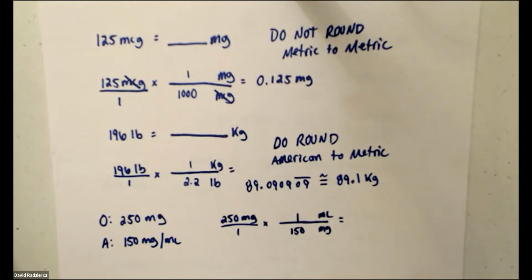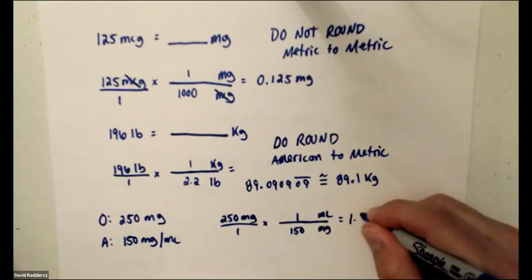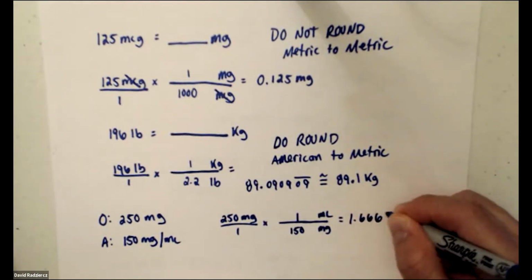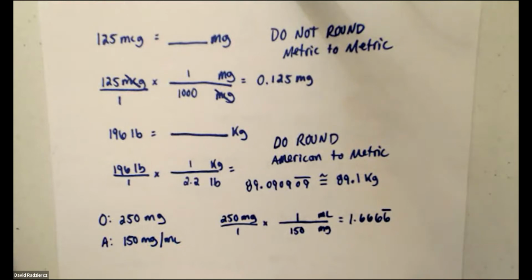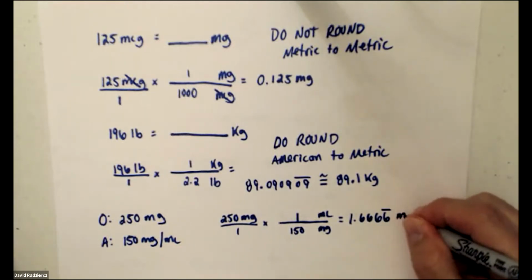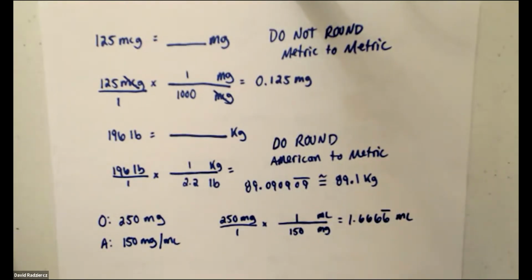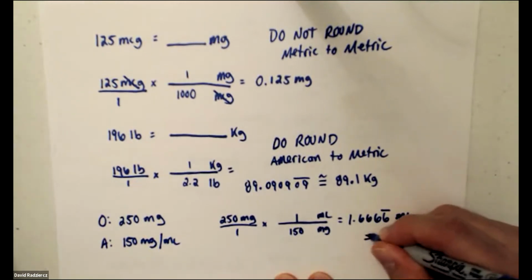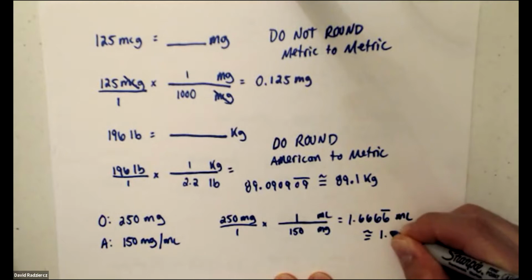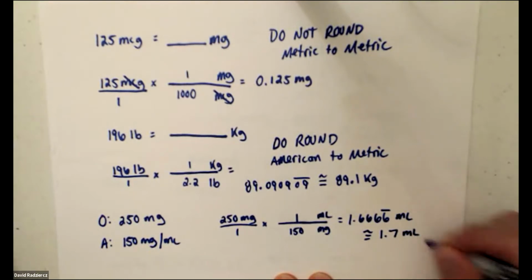When I use the calculator, 250 divided by 150 will give me 1.6666 repeating milliliters. How are you going to give someone 1.666666 milliliters? Well, you can't administer that. You have to make the decision to round that number to 1.7 milliliters, because it's a number greater than 1.